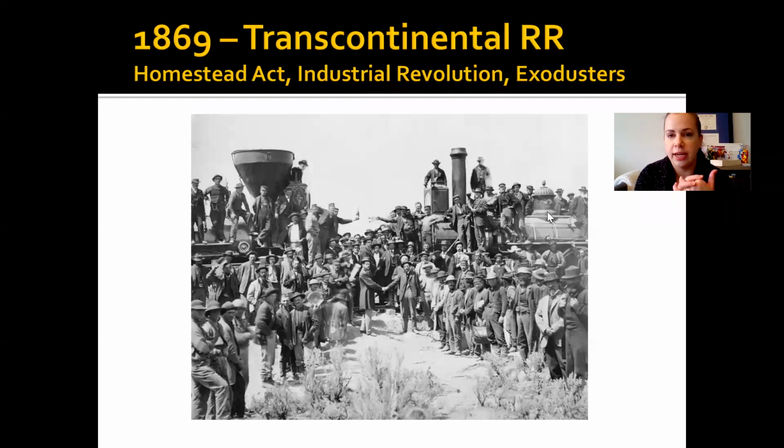As we're talking about the Transcontinental Railroad and the idea of moving west and expanding the United States, there is one other significant group that is sometimes left out of the conversation, known as the Exodusters. The Exodusters are African Americans from the South that are now free and no longer in bondage.